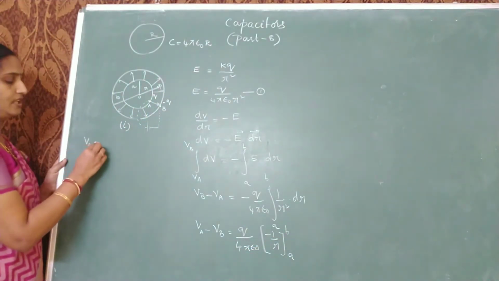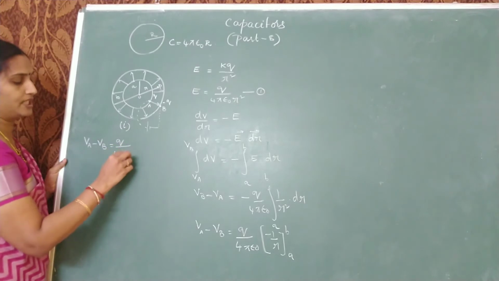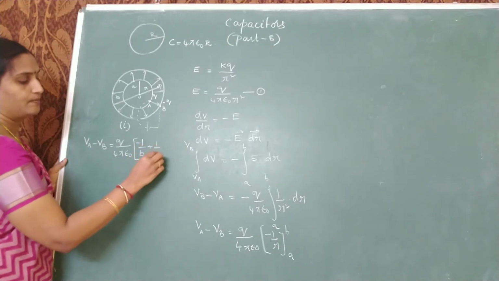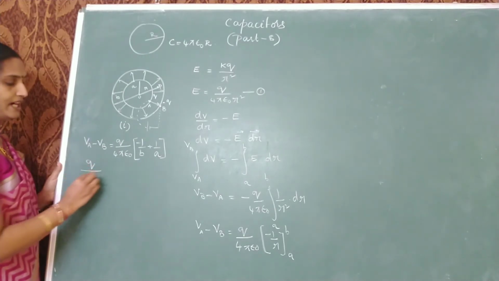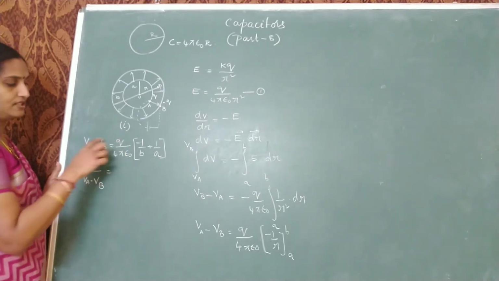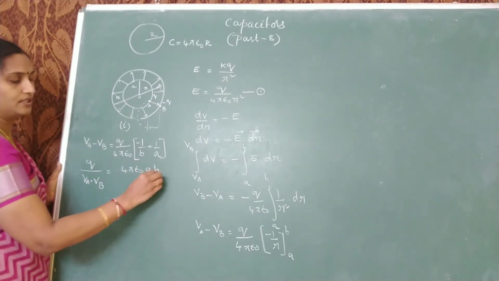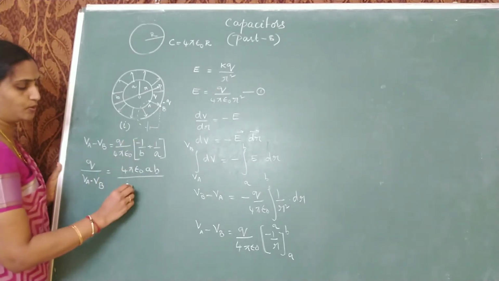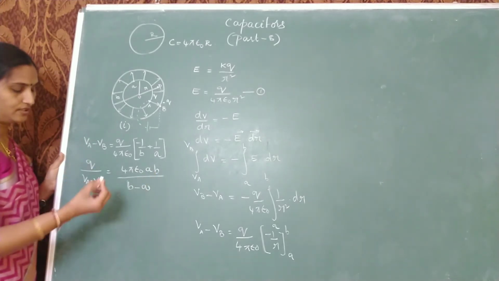So we get VA minus VB, potential difference, as Q by 4 pi epsilon naught. Put the limits: 1 by A minus 1 by B, upper limit minus lower limit. Or Q by VA minus VB, I am writing here. VA minus VB I am bringing to the denominator, will be 4 pi epsilon naught. Take LCM and reverse the fraction, AB by, okay, so put the limits, it will be B minus A. So we know charge by the potential difference.